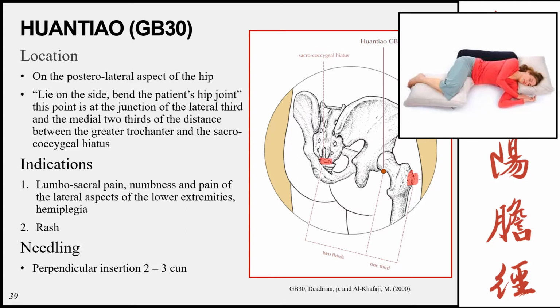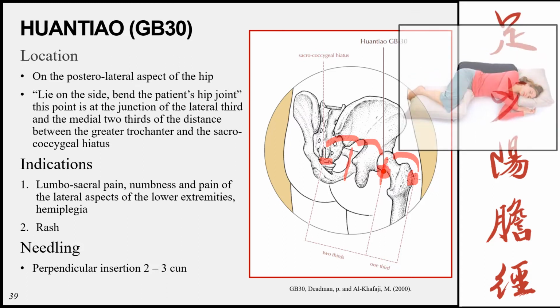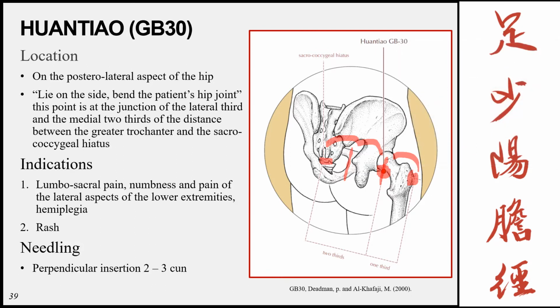So you're going to divide from here to here into 3 equal portions, with 2/3 on the medial side, so 1, 2, and 1/3 on the outer side. That leaves the point over there. This point is often used for lumbosacral pain, numbness and pain of the lateral aspects of the lower extremities, and hemiplegia. It can also be used for rashes.